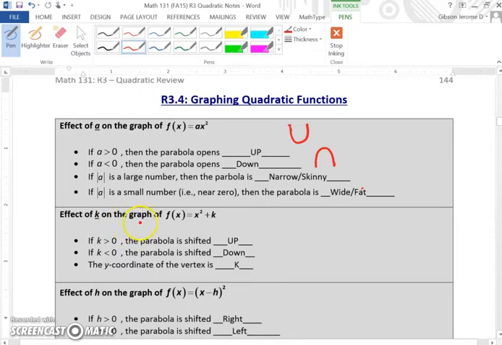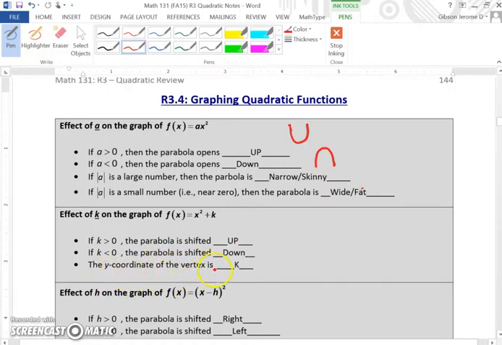Now the effect of k on the graph of f of x equals x squared plus k. And typically k means your constant value. So if k is greater than 0, the parabola is shifted up. If k is less than 0, the parabola is shifted down. So that's basically if k is positive, it goes up. If it's negative, it goes down.